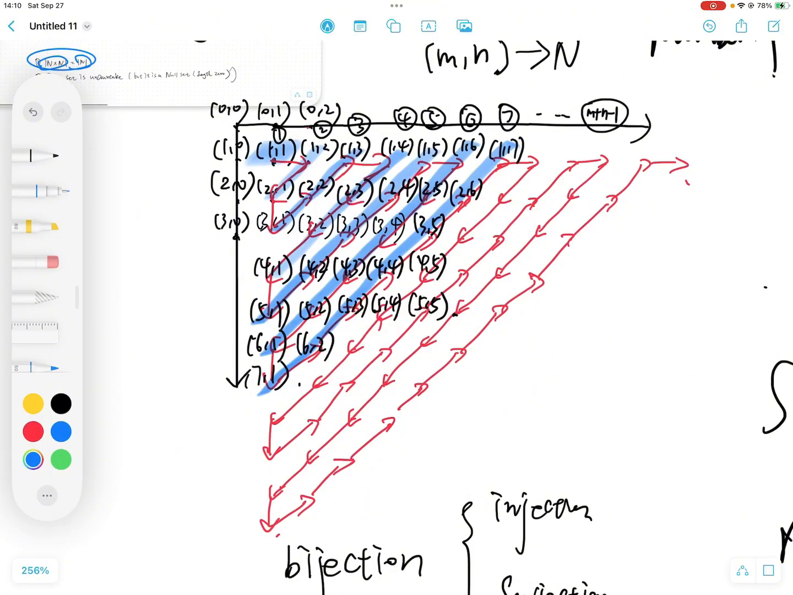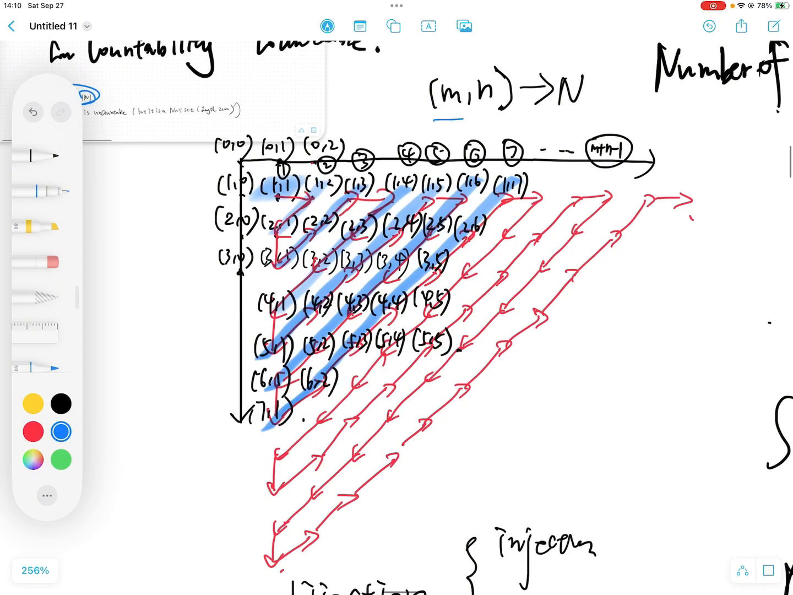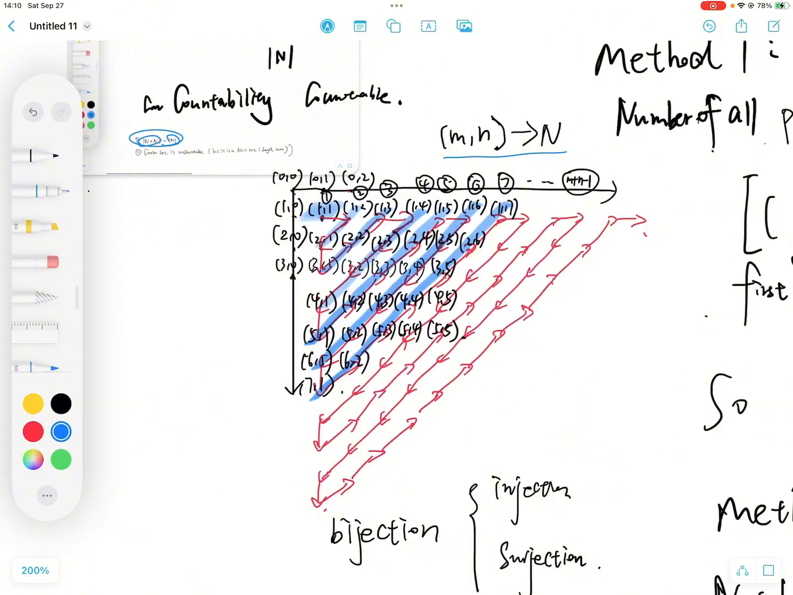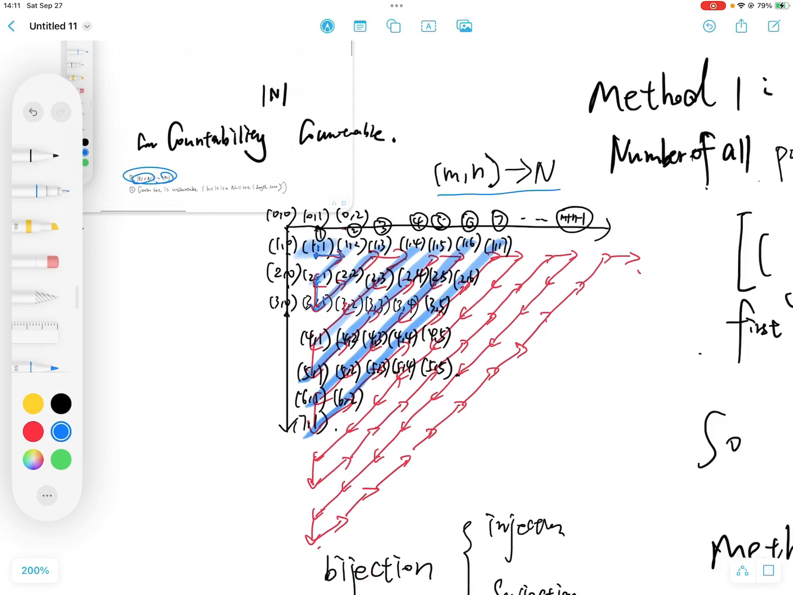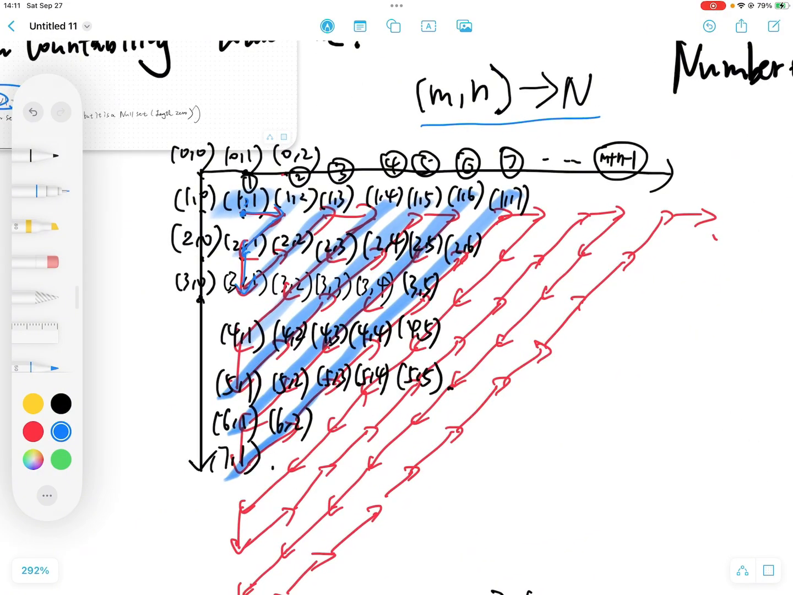You see, this is N times N. I want to construct this bijection. What do I mean by this? (1,1) maps to the natural number 1, and (1,2) to the natural number 2, (2,1) to the natural number 3, etc., like (3,1) to the natural number 4. And this diagonal has some magic.